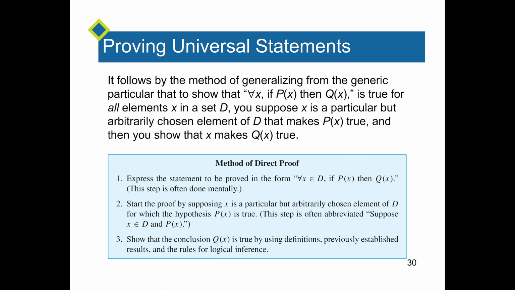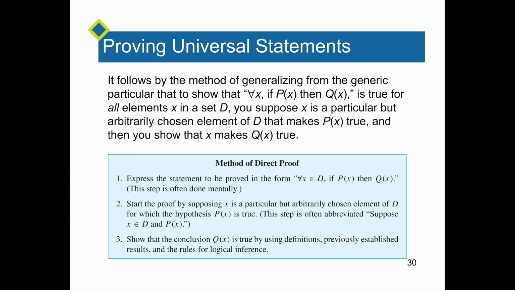So we start the proof by supposing x is a particular but arbitrarily chosen element of D, and this is good. This means there are different ways I can approach the beginning of this, for which the hypothesis is true. This is sometimes abbreviated as suppose x is inside some set D, and then p of x.